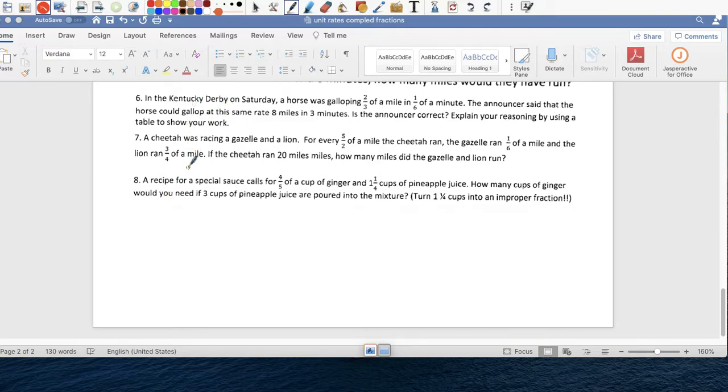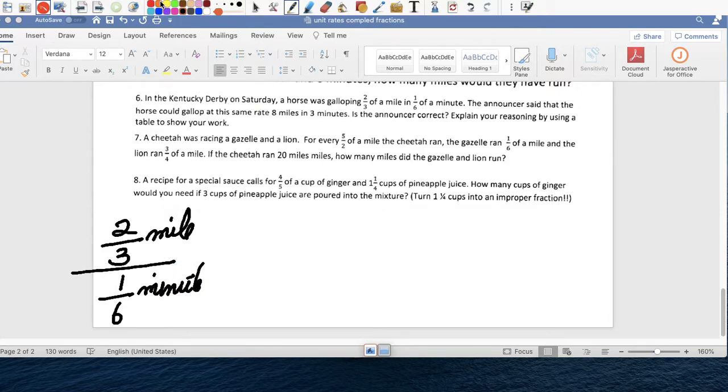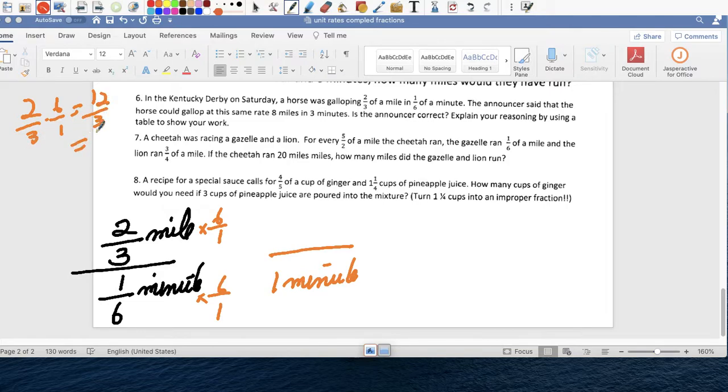Well, so let's write here. I know a caballo goes 2/3 of a mile in 1/6 of a minute. So let's find the unit rate in 1 minute. Let's change that and write 1 minute. So we multiply times 6/1, and I'll multiply this times 6/1. 2/3 times 6/1 equals 2 times 6 is 12, 3 times 1 is 3. 12 divided by 3 is 4. So that means 4 miles, 4 millas, in 1 minute.